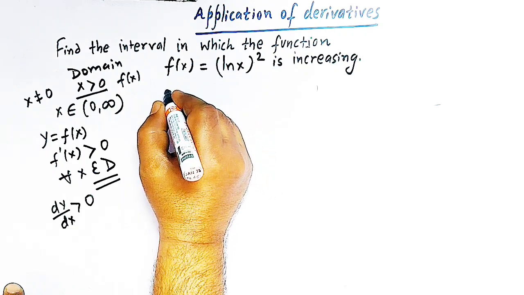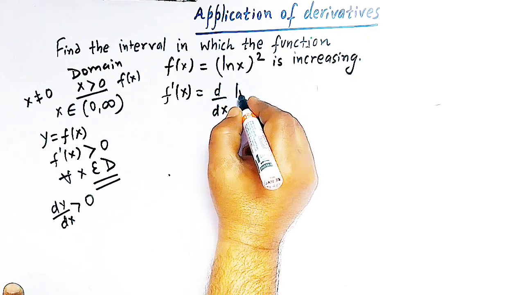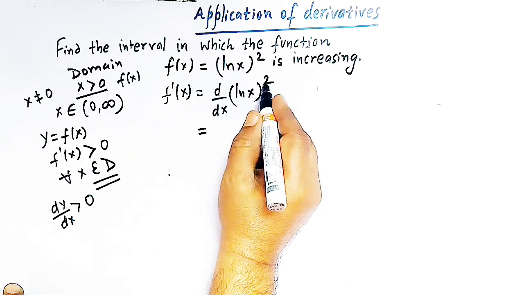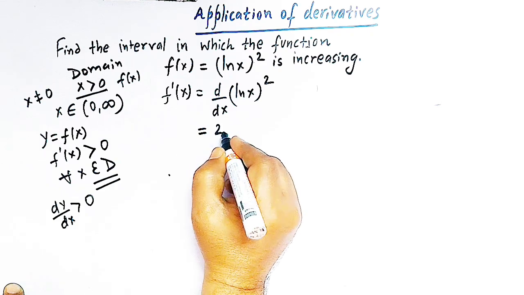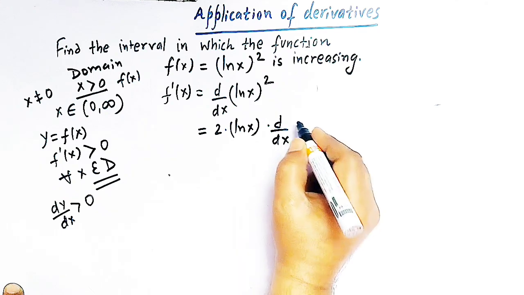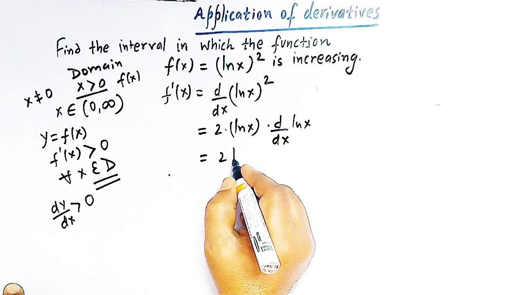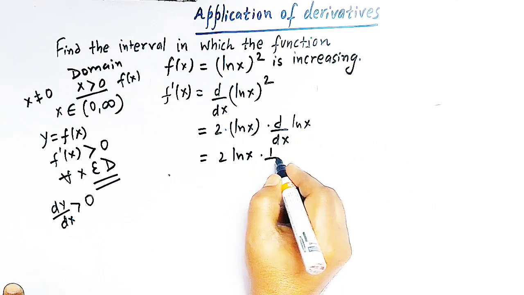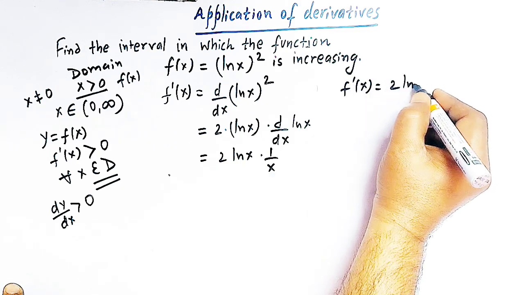So let us first find the derivative. f prime of x is given by d by dx of natural log of x square, and here first we'll make use of the power rule for differentiation. So the derivative is 2 times natural log of x, and then by chain rule we have the derivative of log of x, and the derivative of natural log of x is 1 over x. So we have f prime of x is equal to 2 times natural log of x divided by x.